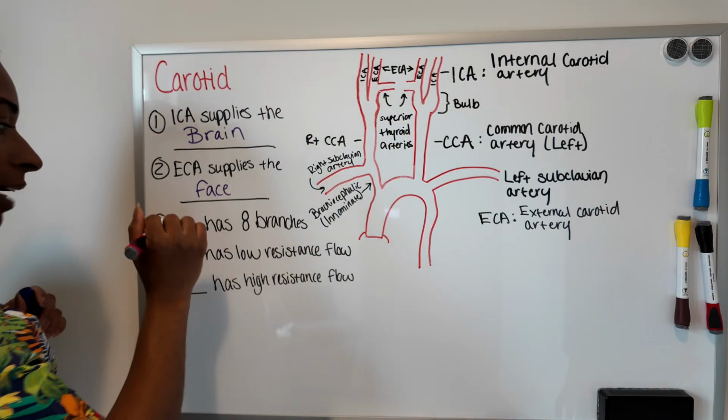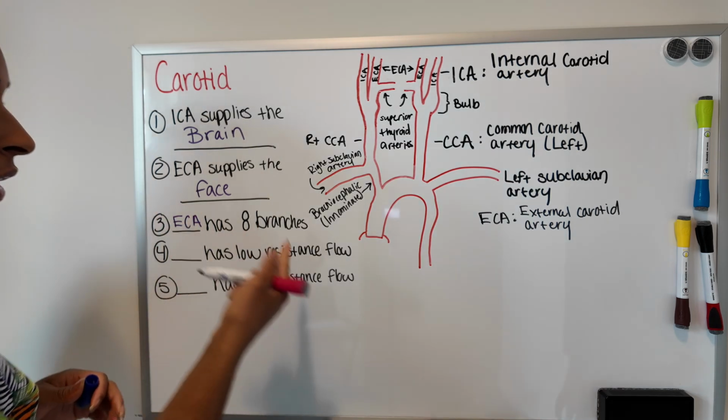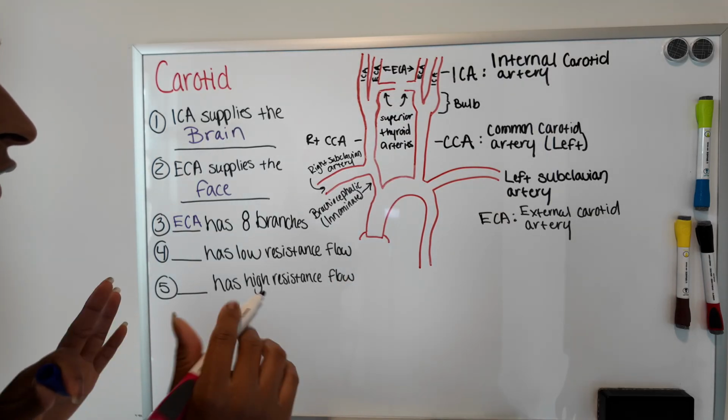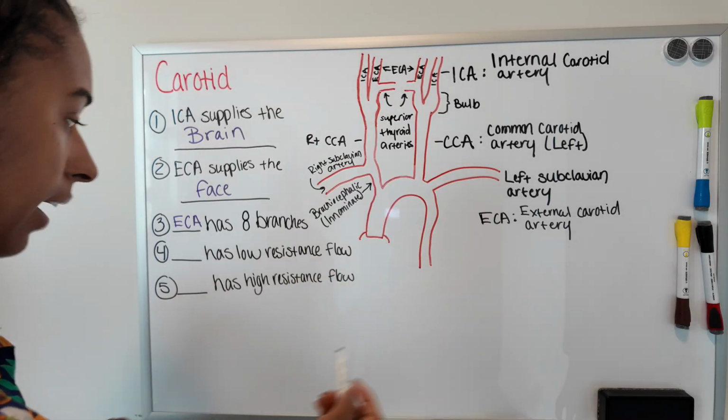The ECA has 8 branches. We will go over the branches of the ECA in the following video, but on this video, we're just going to try to stick to differentiating the ICA from the ECA.